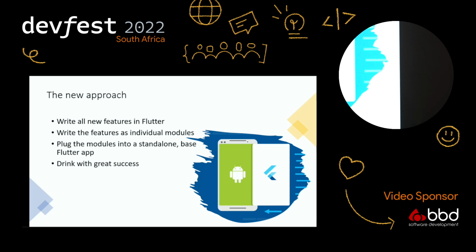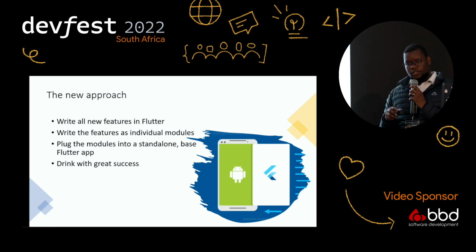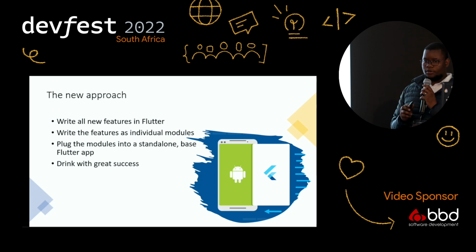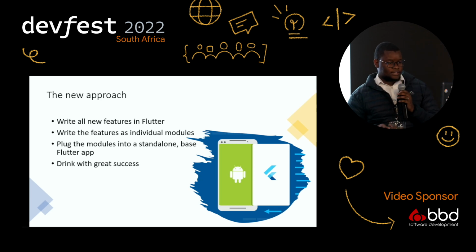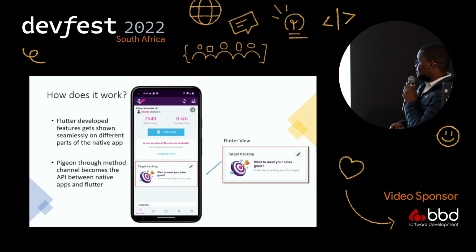So with this new approach, the idea is that we slowly migrate our existing features into Flutter, and the new features will be developed in Flutter. They are developed in individual modules, so at a later stage, all those individual modules can be combined into a single application, which would have caught up with our legacy code. So the next step was to actually figure out how this works.